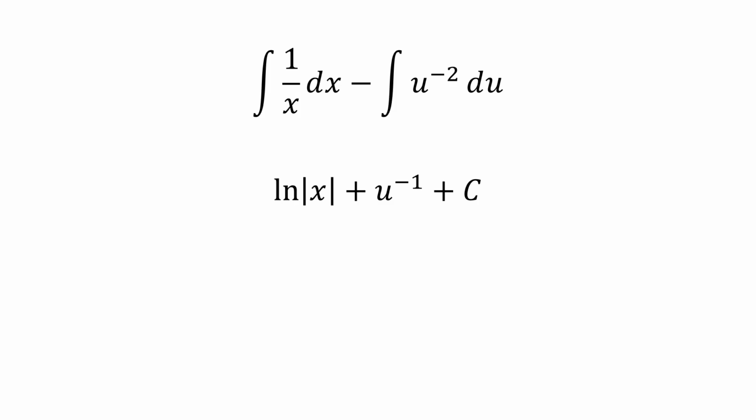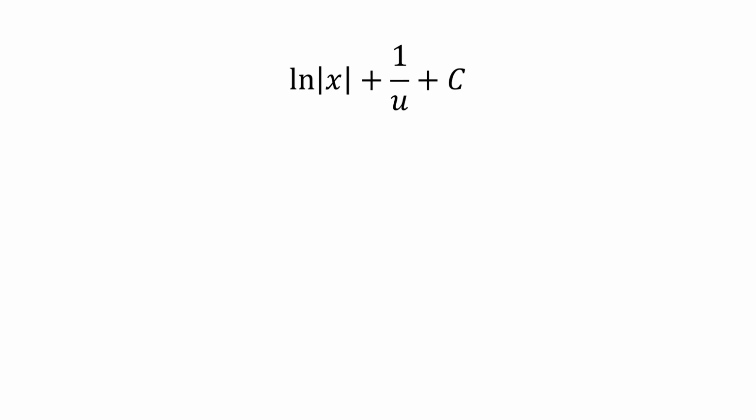Rewriting the second term using positive exponents, we obtain ln absolute value of x plus 1 over u plus c. Back substituting, we arrive at a final answer of ln absolute value of x plus 1 over x plus 1 plus c.